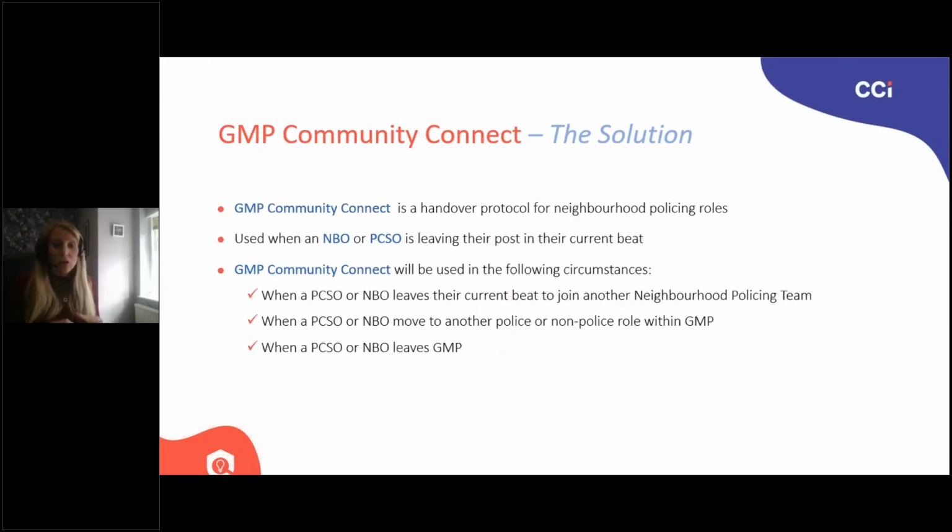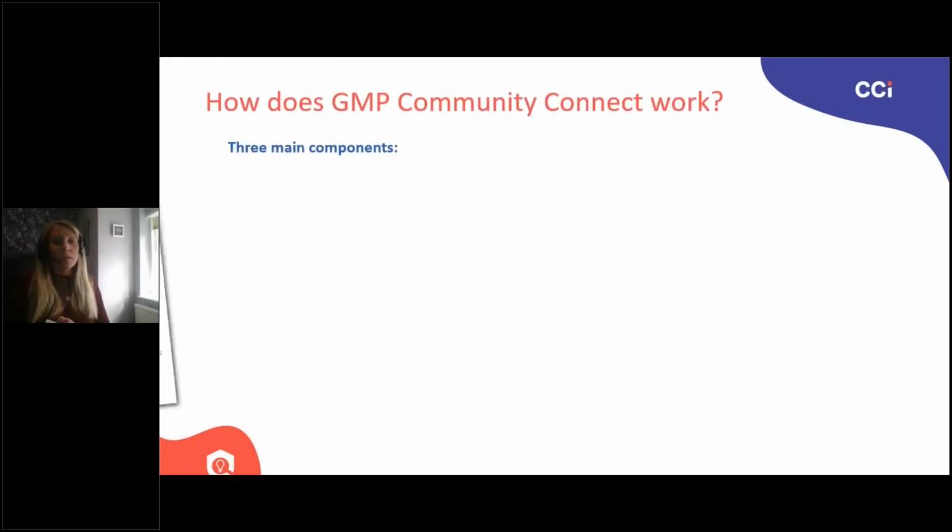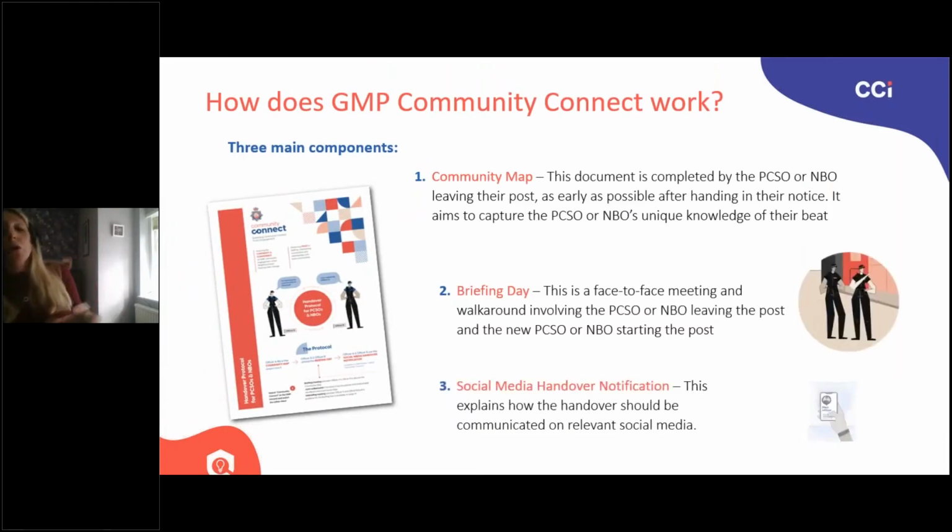That is a handover protocol specifically designed for neighbourhood policing roles, to be used when a PCSO or MBO is leaving their post in the current beat, and it aims to encourage a face-to-face handover that involves people and key connections in the community. So that involves also the community. And how does this tool work? There are three components.